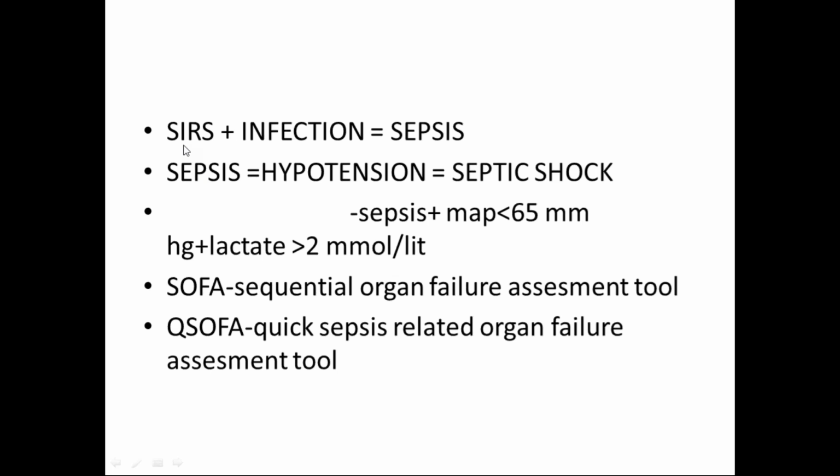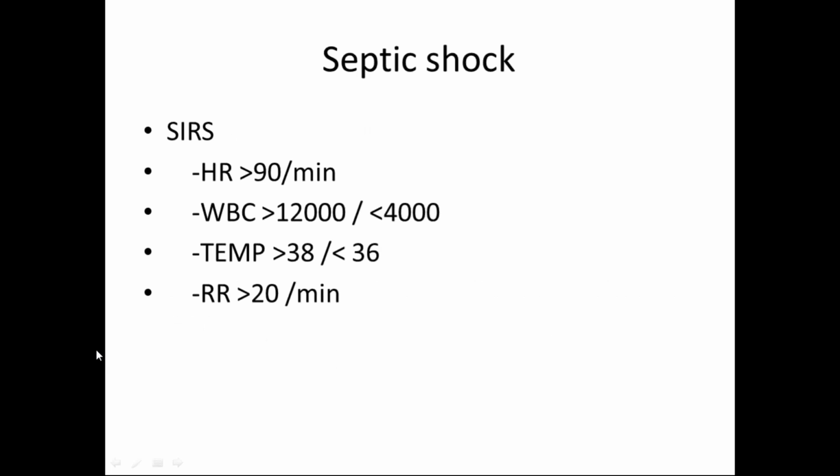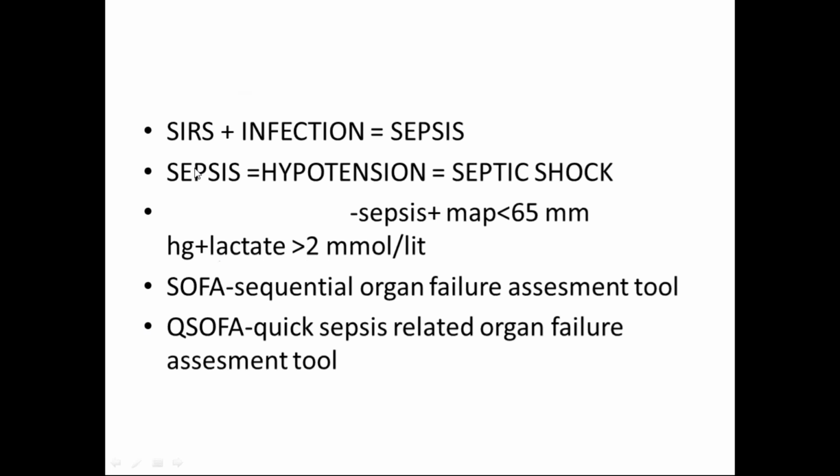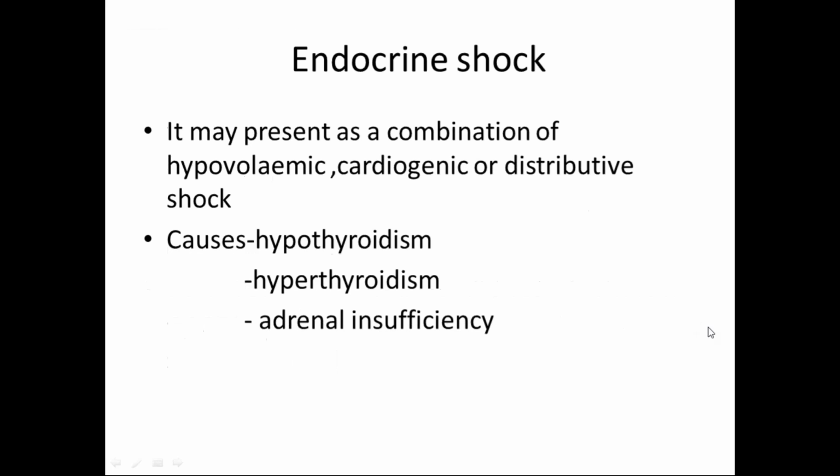When there is systemic inflammatory response syndrome, these are the definitions of it. If there is SIRS and documented infection in the body, then the patient can be termed as having sepsis. If the patient has sepsis and associated hypotension, then it comes under septic shock. Okay.